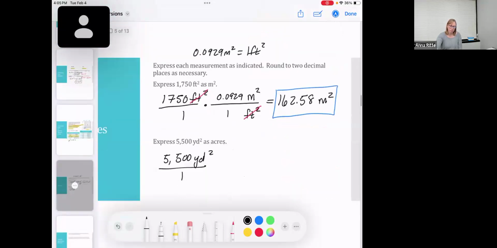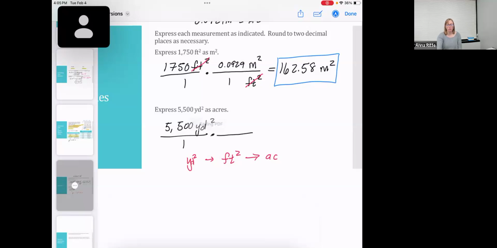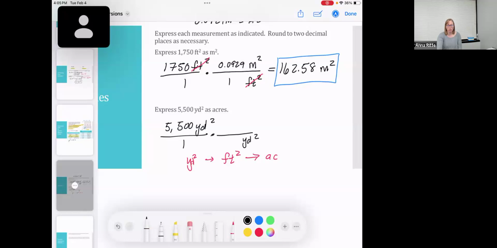Let's go back down. I first of all want to go from square yards to square feet. And then we're going to go from square feet to acres. So I'm going to multiply by a unity fraction that has square yards in the denominator, which means it has to have square feet in the numerator. We have said that 9 square feet is equal to 1 square yard. That was the conversion factor we found. So I'm going to put 9 by feet, 1 by the yards. Okay.